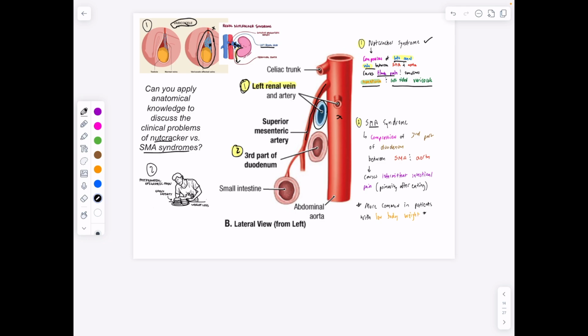All right, then we have SMA syndrome. This is compression of the third part of the duodenum between, again, the superior mesenteric artery and the aorta. This causes intermittent intestinal pain, typically postprandial, after eating, and it's more common in patients with low body fat, meaning less padding, allowing the duodenum to get pinched.